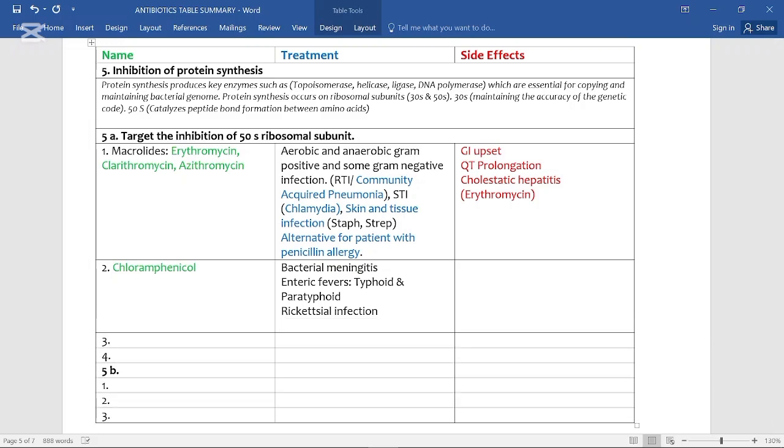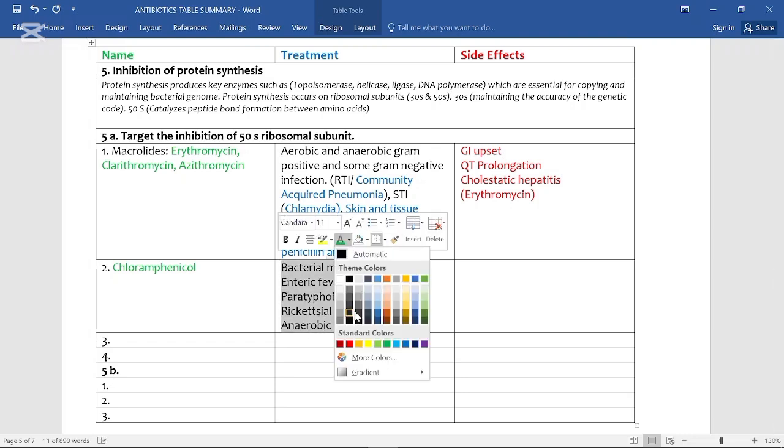Also you can put here for broad coverage. It's good against anaerobic infections, for those bacteria that grow in the absence of oxygen. So it's very good when it comes to dealing with anaerobic infections. Yeah, so these are some of the indications when it comes to using chloramphenicol.